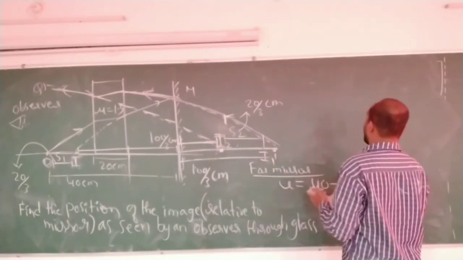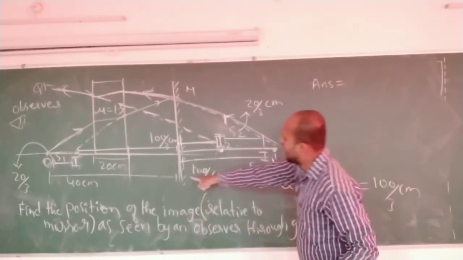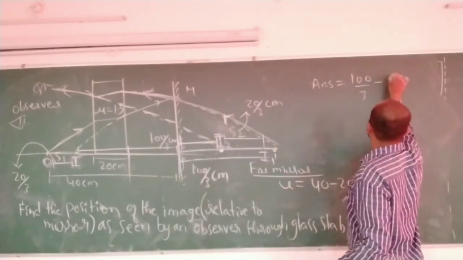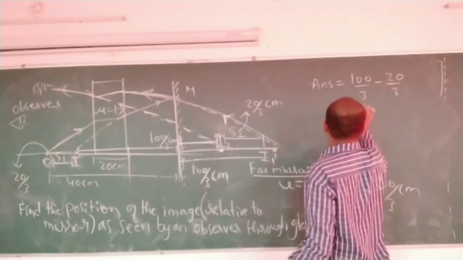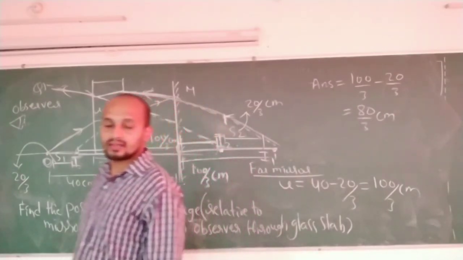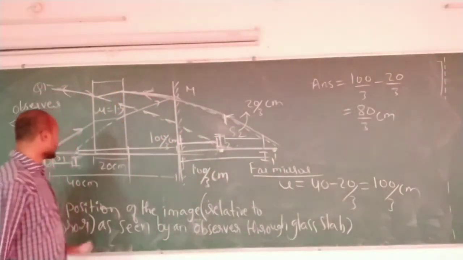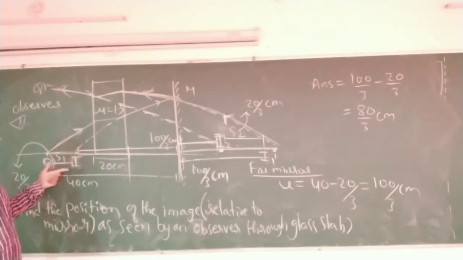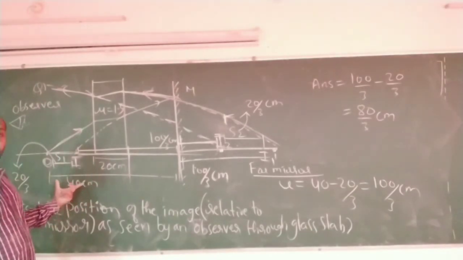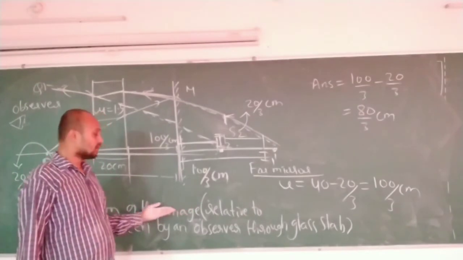So the answer will be 100 by 3 minus 20 by 3. It will be 80 by 3. Understood? 80 by 3. No formulas, only concept. By looking at that only you have to say. See, first it will shift towards this side by 20 by 3 centimeter. So 40 minus 20 by 3, this total is 40 and the shifting is 20 by 3, so 100 by 3.